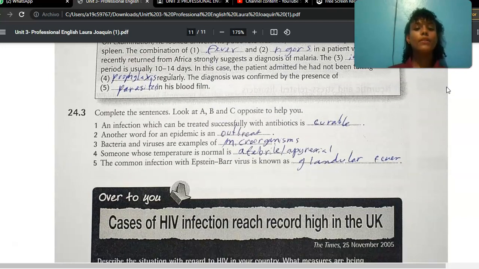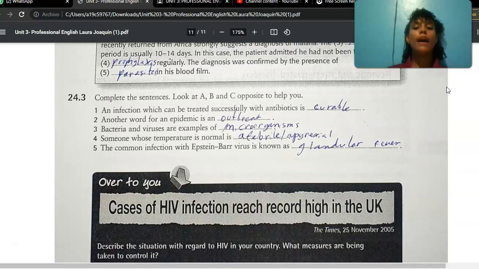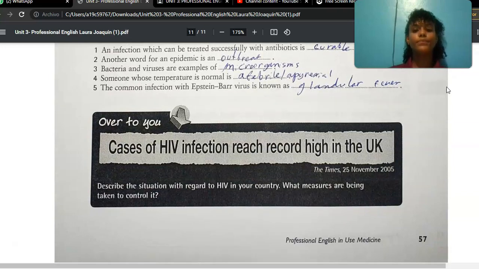Complete the sentences. Look at A, B, and C opposite to help you. An infection which can be treated successfully with antibiotics is curable. Another word for an epidemic is an outbreak. Bacteria and viruses are examples of microorganisms. Someone whose temperature is normal is afebrile or apyrexial. The common infection with Epstein-Barr virus is known as glandular fever.